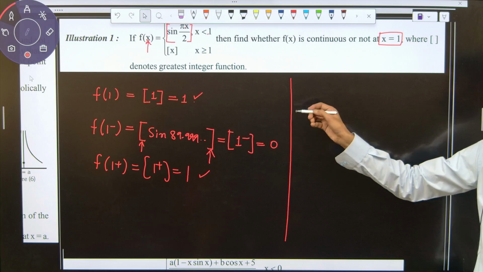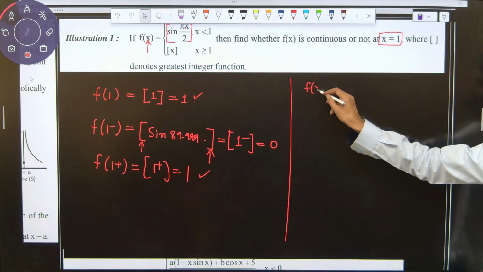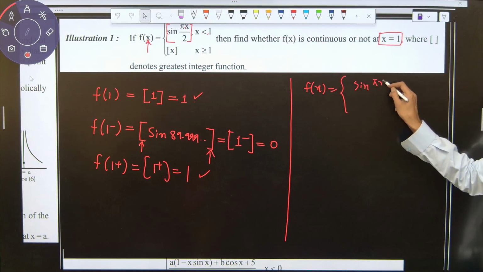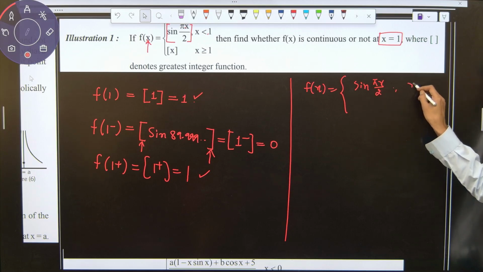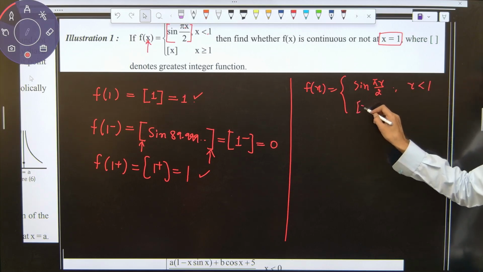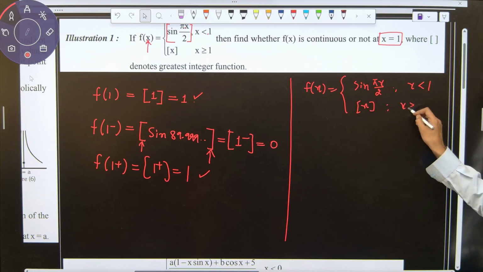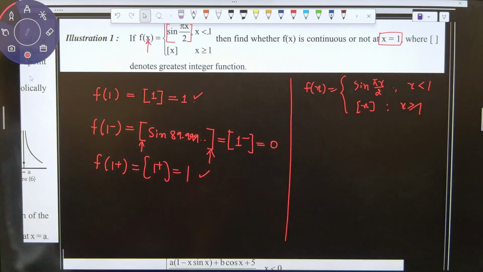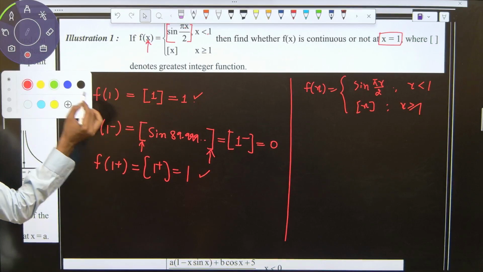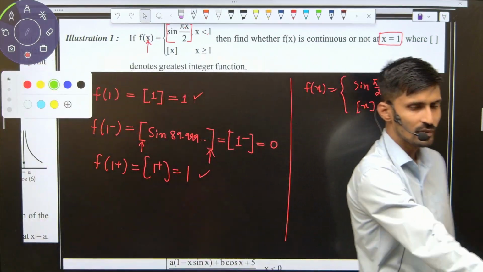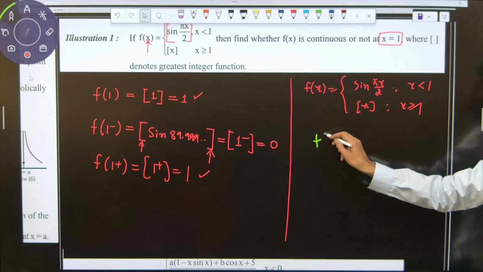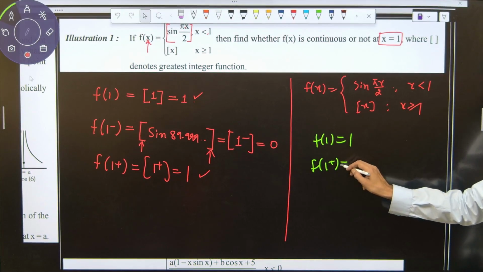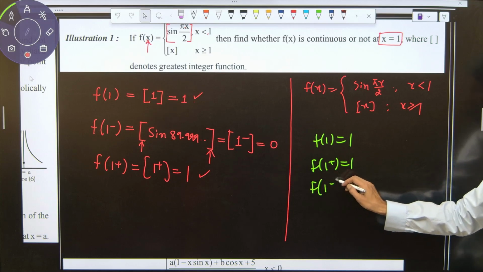So if someone is asking us f of x is equals to sin pi x by 2 for x less than 1, and greatest integer x for x greater than equals to 1. First of all, we know f of 1 will be 1 direct from here. f of 1 plus will be 1. And f of 1 minus.